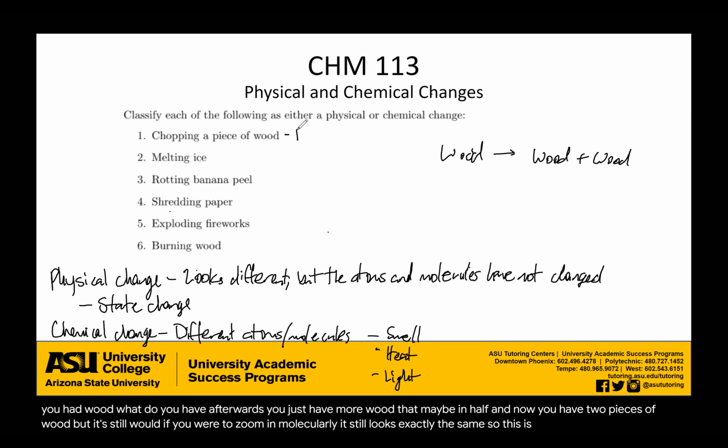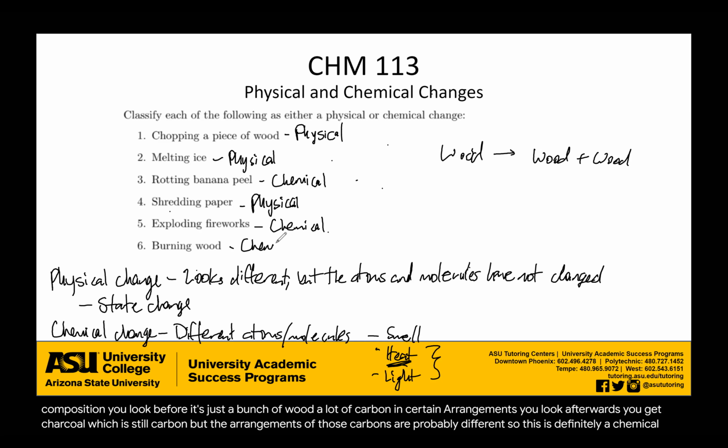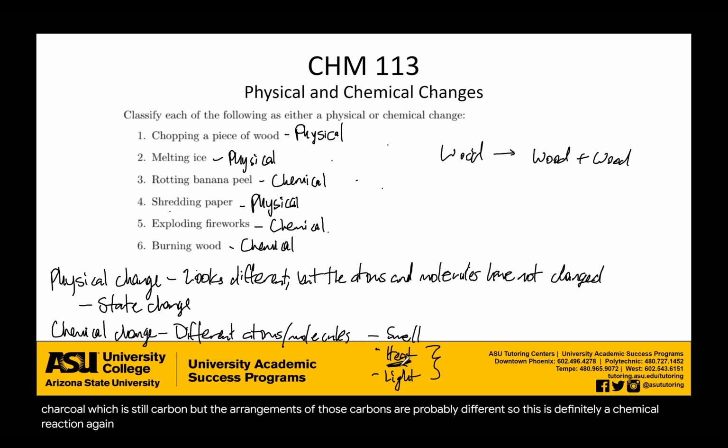And then when you're burning wood, again, this has a lot to do with heat, right? Beforehand you have wood, but afterwards you have this sort of charcoal kind of thing. So there's a change in its molecular composition. You look before, it's just a bunch of wood, a lot of carbon in certain arrangements. You look afterwards, you get charcoal, which is still carbon, but the arrangements of those carbons are probably different. So this is definitely a chemical reaction. Again, anything involving heat, typically a chemical reaction.